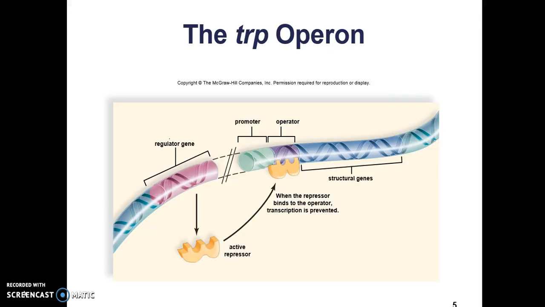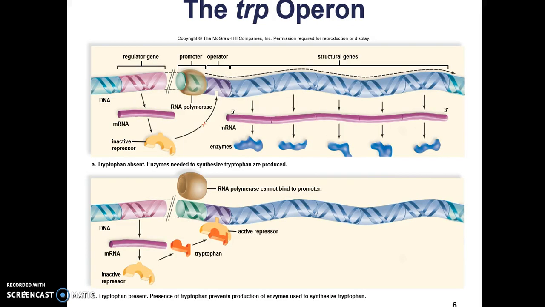And here are some animations that will show you all this. So this is the trp operon. You can see where the operator is, the promoter, the regulatory gene, the structural gene is. So when the repressor binds to the operator, transcription is prevented. The top one is when tryptophan is absent. So the enzymes needed to synthesize tryptophan are produced. That's when the repressor is unable to attach to the operator, so RNA polymerase will bind to the promoter, and then it will make the tryptophan.